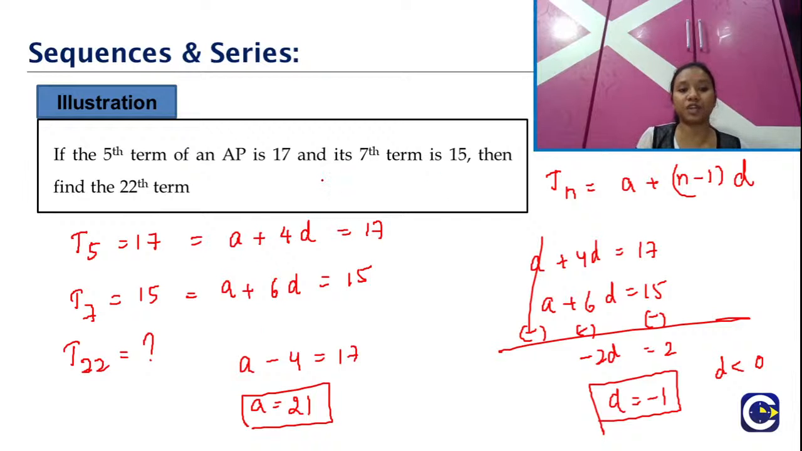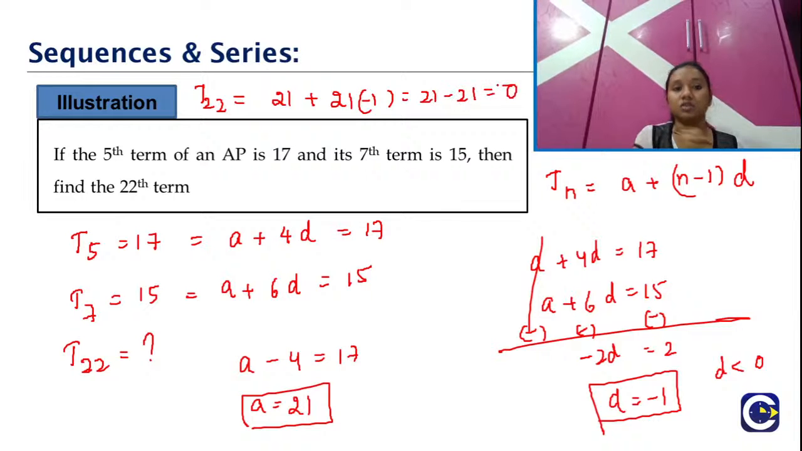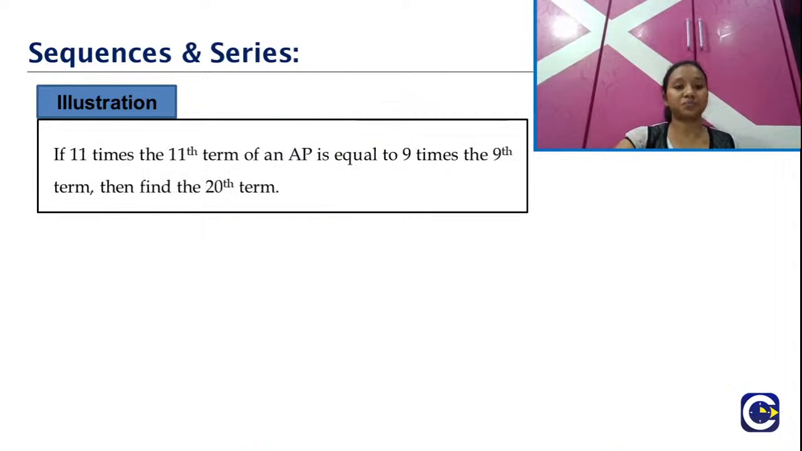So we got the two values a and d. Let's substitute and find T22. So T22 will be equal to a, which is 21, plus (22 minus 1), that is 21, into d, which is minus 1. So 21 minus 21 is equal to 0. So the 22nd term in this arithmetic progression is equal to 0. It's as simple as that when we apply our nth term concept here. So let's move on to the next question.